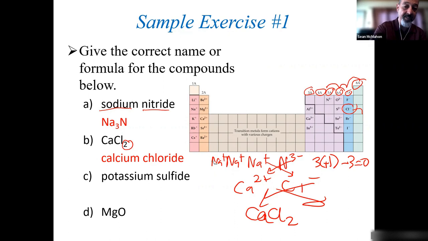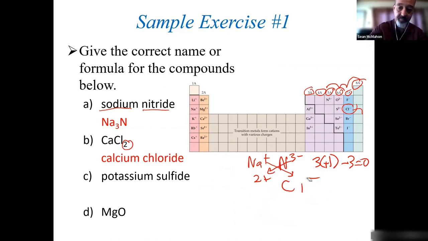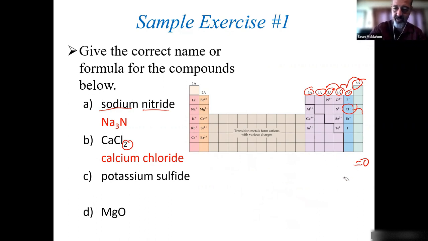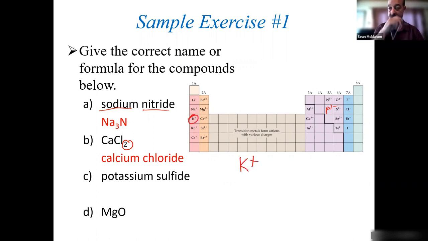So let's do potassium sulfide. I'll clean it up here. Pretend we're starting from scratch. So I got my periodic table. Potassium. It's not P, that's phosphorus. It's K. So here's my potassium. It's K+. Why? Group 1A metal.